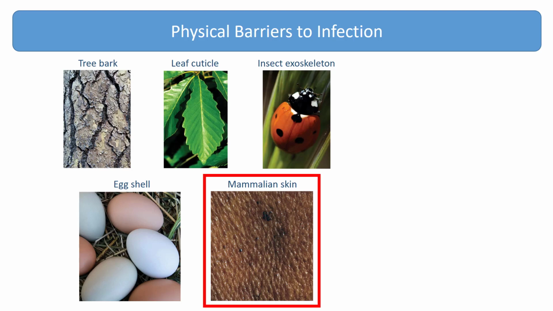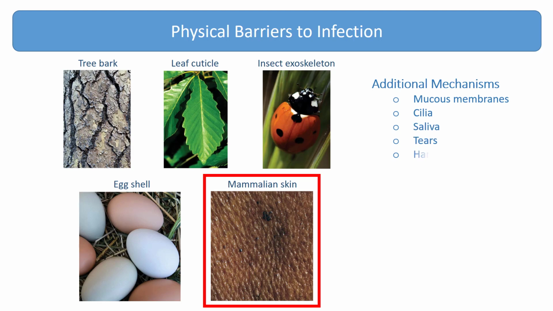In humans, the physical barrier against microorganisms is the skin. It has 2 layers, the outer epidermis and the inner dermis. The epidermis consists of several layers of cells covered with the protein keratin. The dermis consists of connective tissue, hair follicles, blood and lymphatic vessels, and glands.